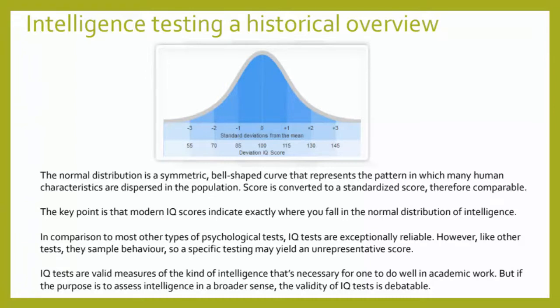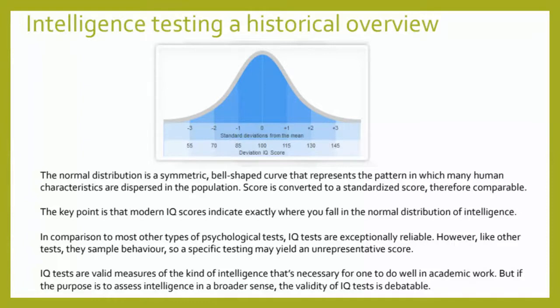So if I do an IQ test and I get 90, I know that I'm sitting within the average of the population. If I get 110, I'm still within the average of the population. But if I start to get 130, I'm moving into a different realm and towards a different classification for my intelligence. And IQ tests are valid measures of the kind of intelligence that's necessary for one to do well in their academic work.